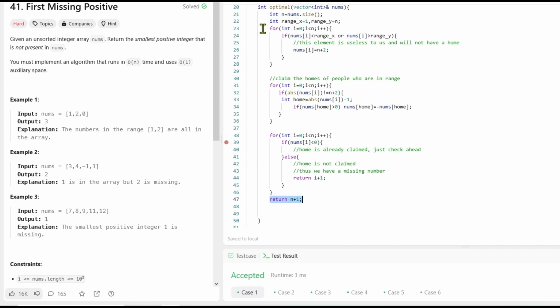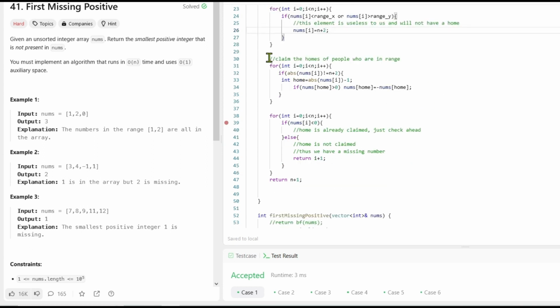So here, what is the first step is to pre-process the array, right? So whatever number is not in the range, this element is useless. I will just mark it as n plus 2. Why? Because n plus 2 is just not in range. And going ahead, I will not touch anything which is not in the range.